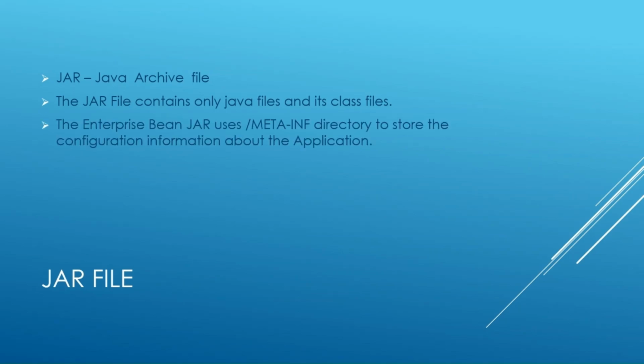The next one, JAR file. JAR stands for Java Archive file. A JAR file contains only Java files and its class files. The enterprise bean JAR uses the META-INF directory to store the configuration information about the application.